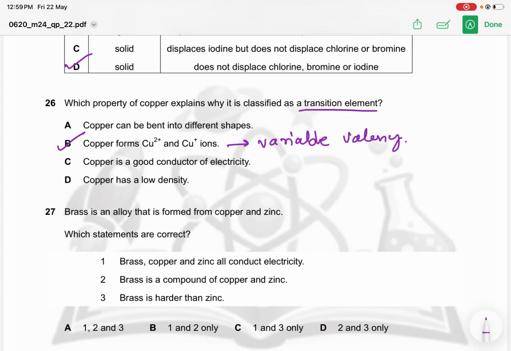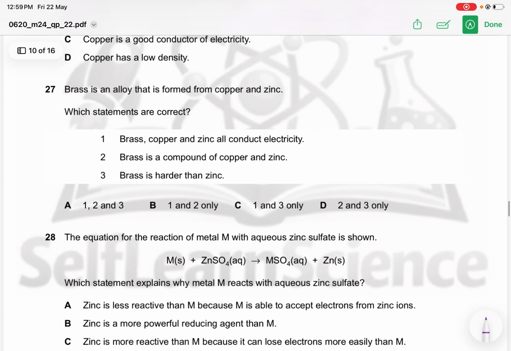27th, brass is an alloy that is formed from copper and zinc. Which statements are correct? Brass, copper and zinc all conduct electricity. That is true. Brass is a compound of copper and zinc. Brass is not a compound, it is a mixture of zinc and copper. Brass is harder than zinc. Yeah, that is correct. Alloys are stronger and harder as compared to the original metals. So 1 and 3 is the correct answer.